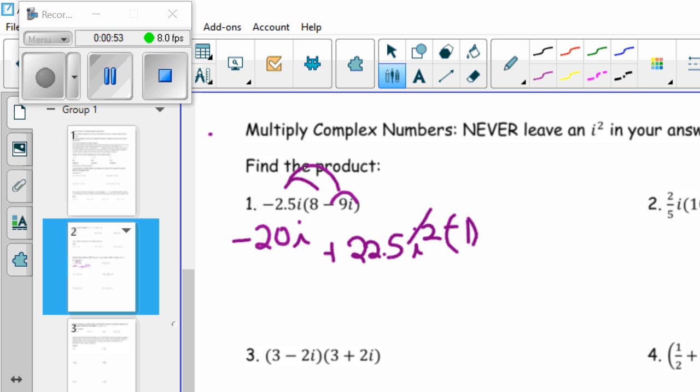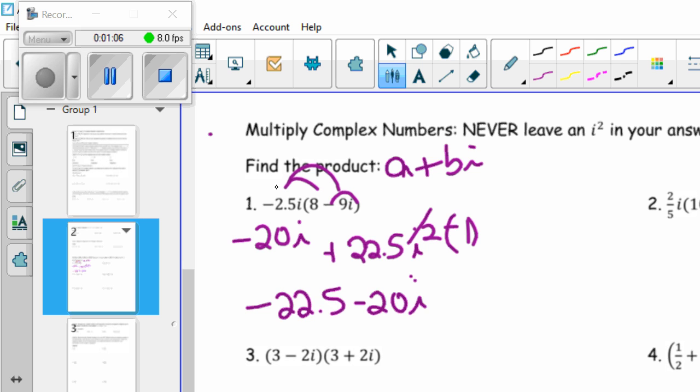And then we want to remember that we always want to put it in the form a plus bi, so the real part is always going to come first. So 22.5 times -1 gives me a negative 22.5 minus 20i. So that would be our answer.